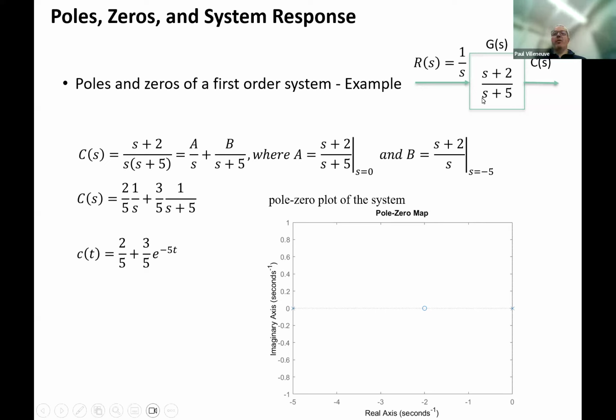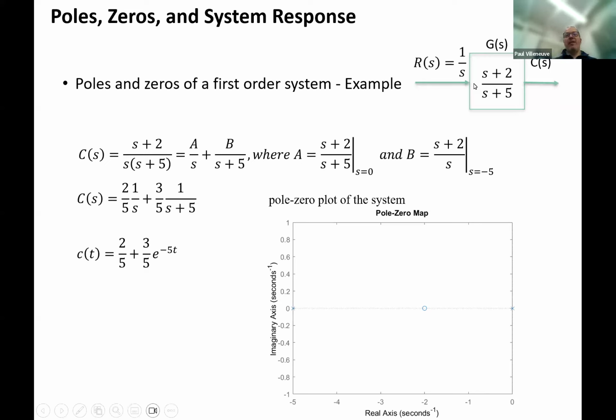What is the root of the denominator here? -5. I think why one of your classmates got caught up saying this is a marginally stable system is because I saw the S here. The S is from the input. R of S, the input, is 1 over S. The actual transfer function itself is a completely stable system.